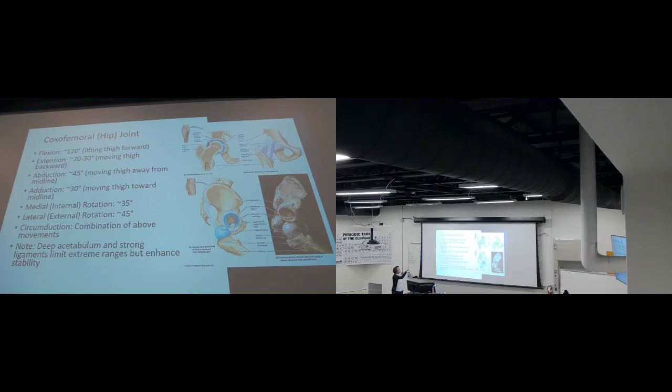Types of movements that we can do: flexion, lifting the thigh forward. Okay, that's 120 degrees. Extension, moving backward, 20 to 30 degrees. Abduction, 30 degrees. Adduction, 30 degrees, moving it inside. And then you can have medial rotation, which is doing this, 35 degrees, or lateral rotation, which is 45 degrees.